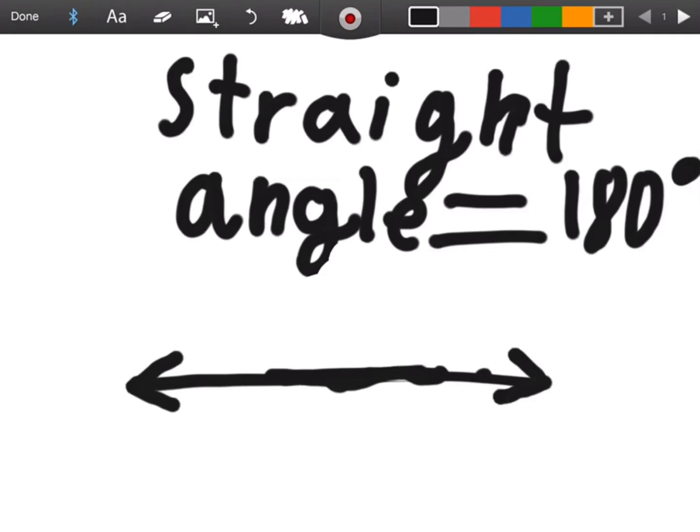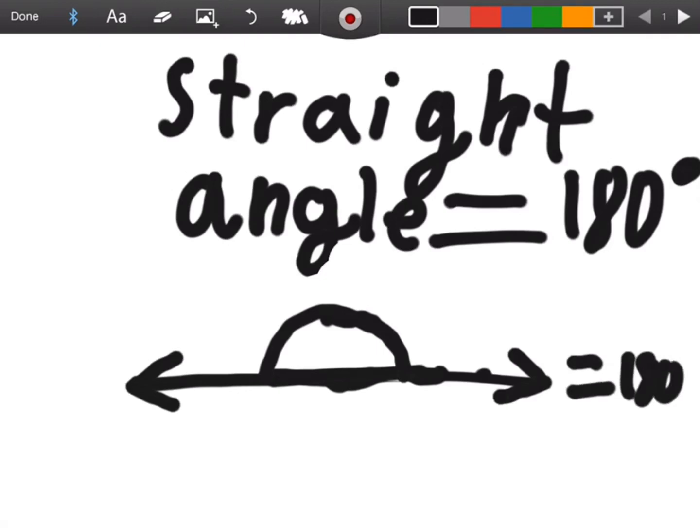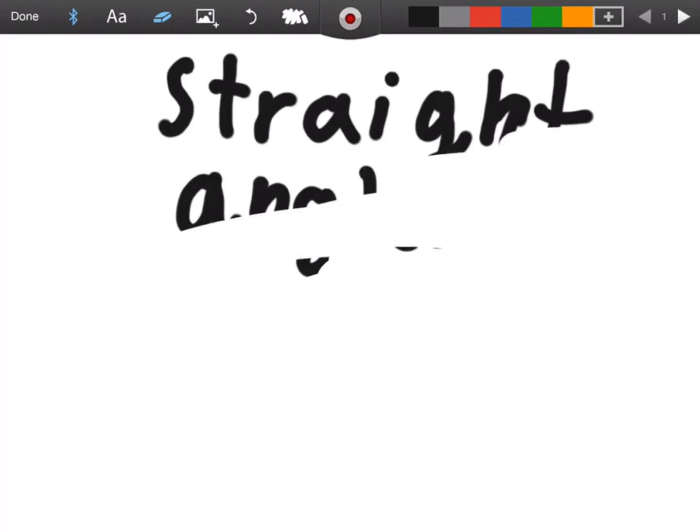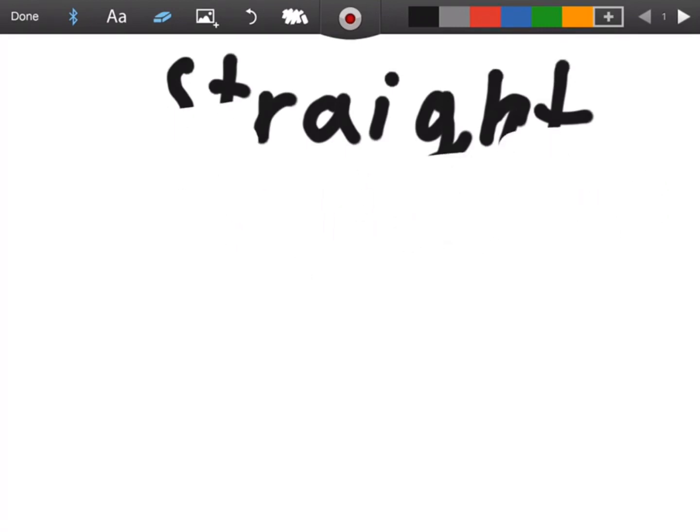So yeah, a straight angle is just like a straight line, an absolute straight line. And how you know it's a straight angle is with that little semicircle I just made. That's how you recognize a straight angle. And remember, it's always equivalent to 180 degrees. Now, let's use these angles. But there are lines and angles that are different.